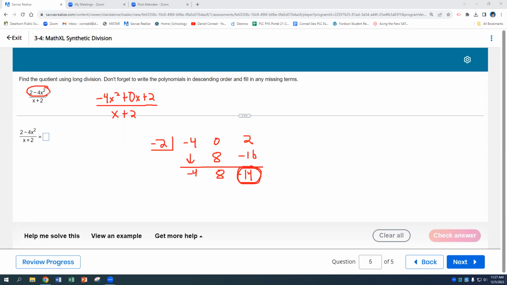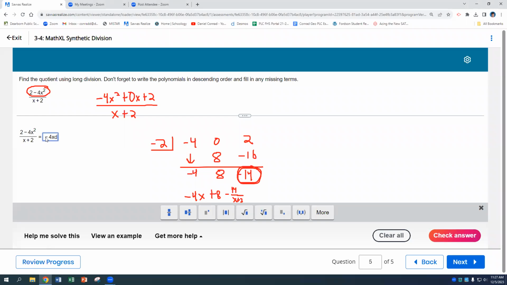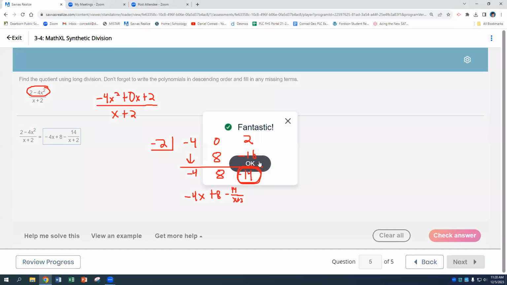So again, it starts as x squared, so this is just going to be x, -4x plus 8. And then we have our remainder of minus 14 over x plus 2. So if I put that in: x minus 4x plus 8, plus or minus, actually, minus 14 over x plus 2. And we're good. And that's synthetic division.